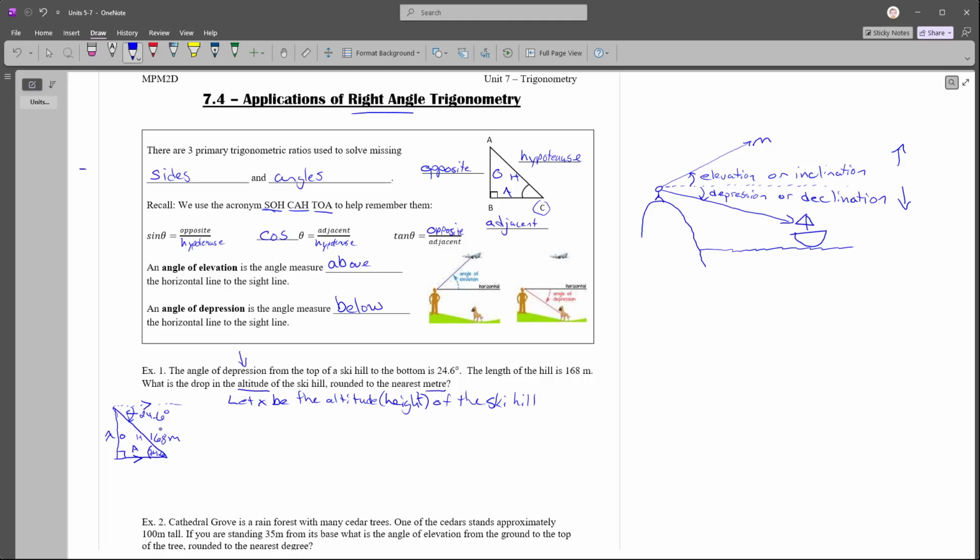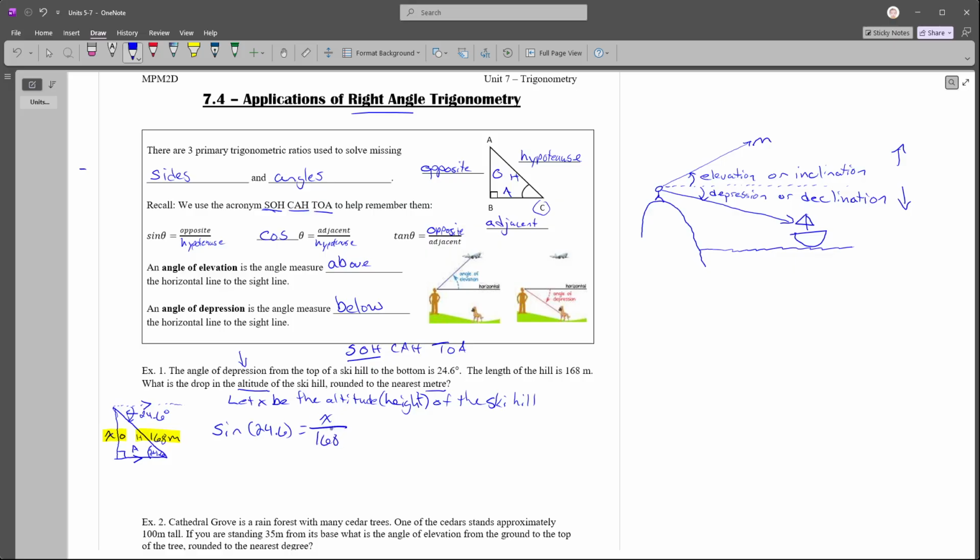We'll use a highlighter. We have the hypotenuse, and we're looking for the opposite. So, pardon the phrase, SOHCAHTOA. Which one are we going to use? We have the hypotenuse and we're looking for the opposite, so that means we're going to use sine. Our sine of our reference angle, sine of 24.6, is going to be equal to our opposite, which is x, over our hypotenuse, which is 168.